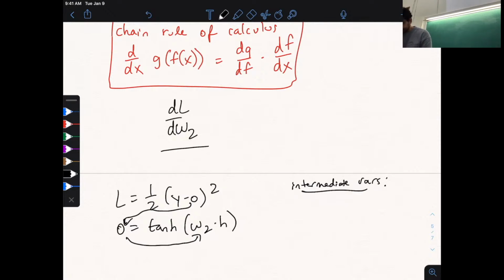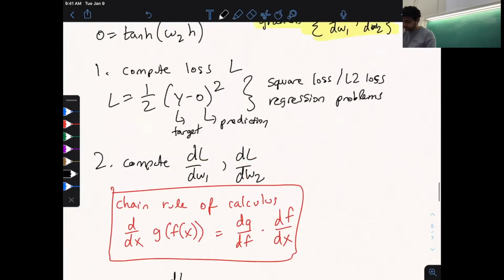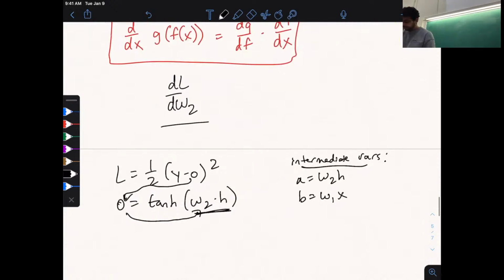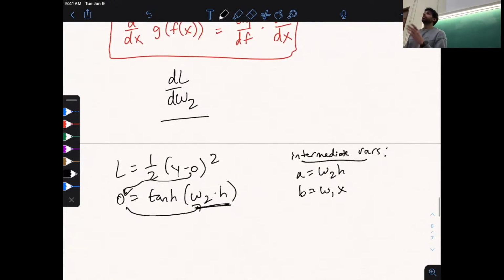Just two intermediate variables. So I'm going to say that variable A is W2H, so this is the thing in the tanh, and B equals W1 times X, which is the thing that is inside the tanh for H. And there's also one derivative that you need to know in order to do this process.